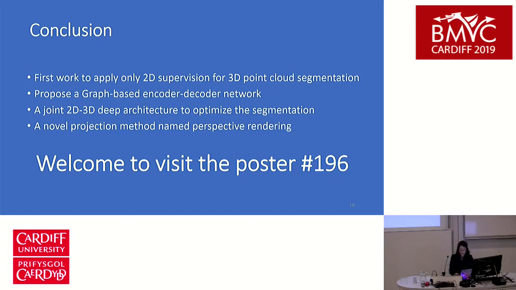And finally, it's our conclusion. Our work is the first work to apply only 2D supervision for 3D point cloud segmentation, and we used the graph-based encode-decode network. And in order to get the best performance, we proposed the perspective rendering and the distance field to optimize the projection result. And we argue that 2D supervision can provide enough guidance information for the 3D point cloud segmentation.